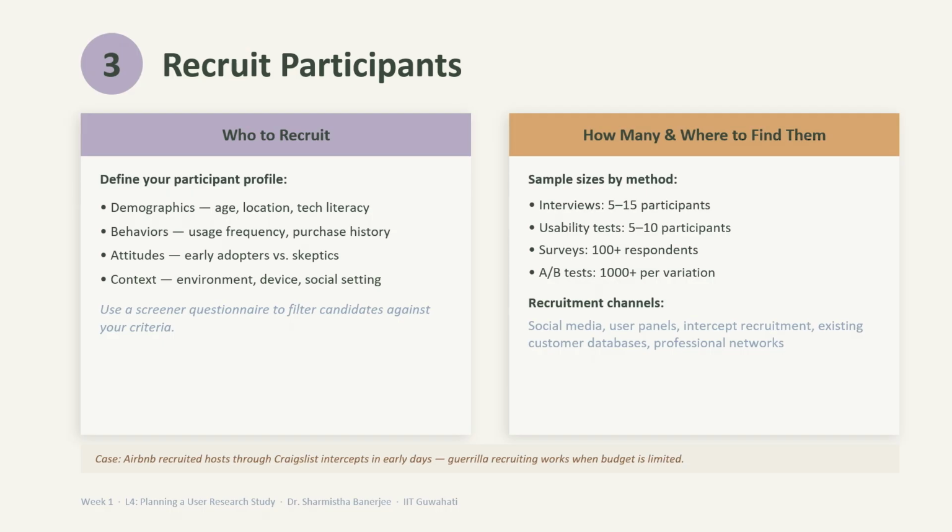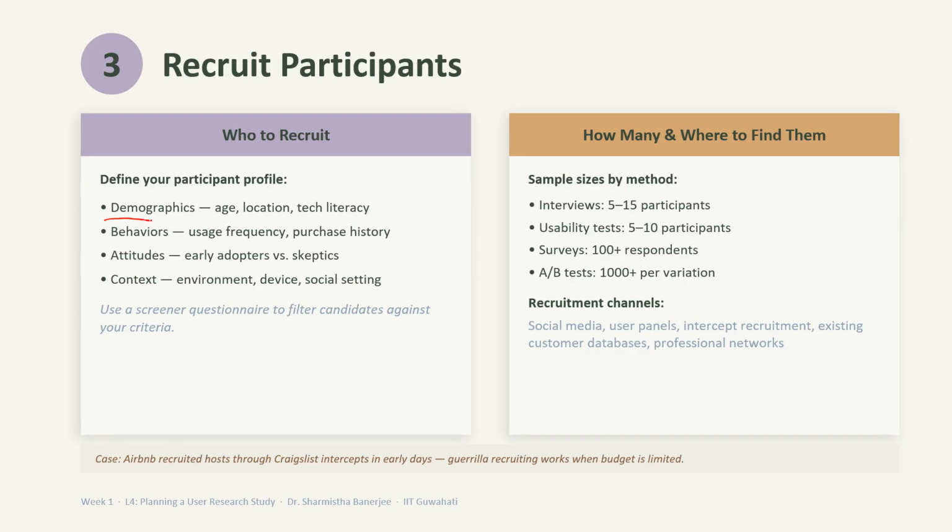Then the third step is about recruiting the participants. So here we are trying to define the participant profile that we need. That definition has to happen in terms of basic demographics, which is about age, location, maybe tech literacy also. Then their behavior, which is about how frequently they use something, what is their purchase history of similar products. You might also have certain filters around attitudes, so whether these are early adopters or they are skeptics. If you are looking at the adoption of a sustainable product, you might also have to look at their attitude towards sustainability and owning sustainable products.